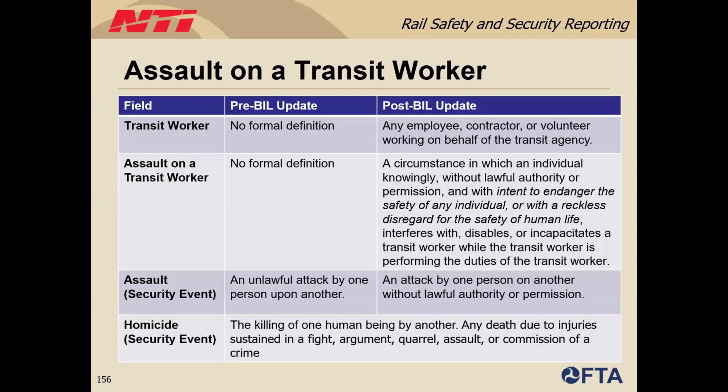As you see, this is a circumstance in which an individual knowingly, without lawful authority or permission, and with intent to endanger the safety of any individual, or with reckless disregard for the safety of human life, interferes with, disables, or incapacitates a transit worker, while the transit worker is performing the duties of the transit worker. The assault on a transit worker definition is more defined than the assault definition in the next row. The term assault now applies only to non-worker assaults or off-duty personnel.